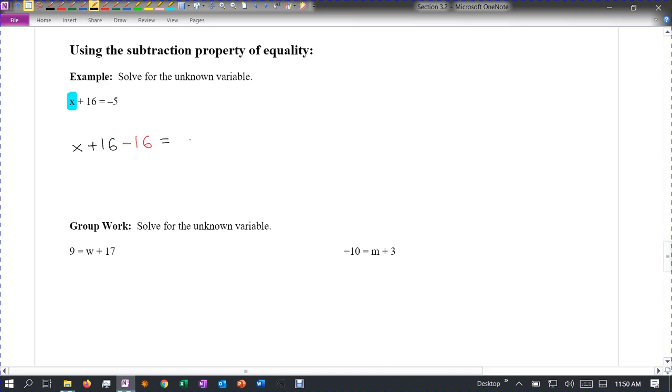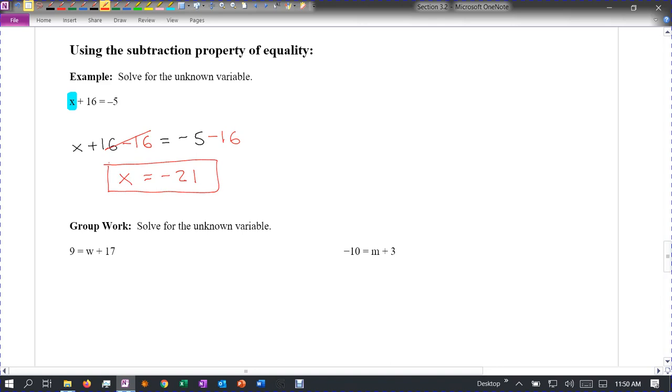Whatever I do to the left side, I must also do to the right side. Okay, these 16s go away, which leaves me just with the x. And then over here I have to do negative 5, take away 16, that's going to be negative 21. So that is my solution.